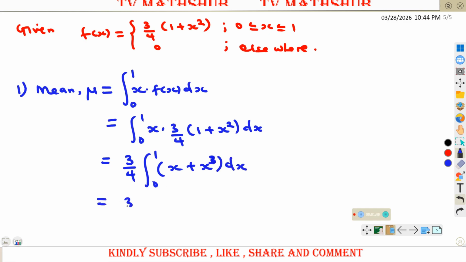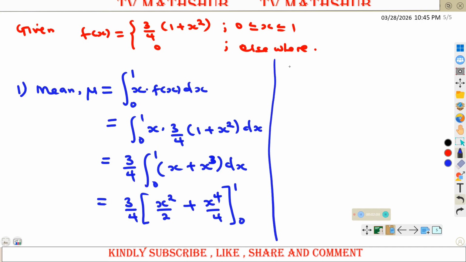So this is same as having 3 over 4. So now let us integrate this. This will be x squared divided by 2 plus x to power 4 divided by 4. As I said, when we are integrating, we increase the power by 1 and divide by the new power. So from there, we shall go on and substitute the limits. So we shall begin with the upper limit. Where there is x, we shall put 1 squared over 2, plus we shall have 1 to power 4 over 4, and we shall subtract the lower limit.